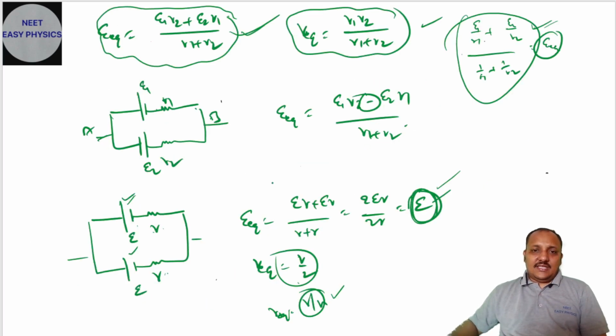In the next class, we will see when n identical cells are connected in parallel with external resistance capital R, and the grouping of cells, we will discuss.